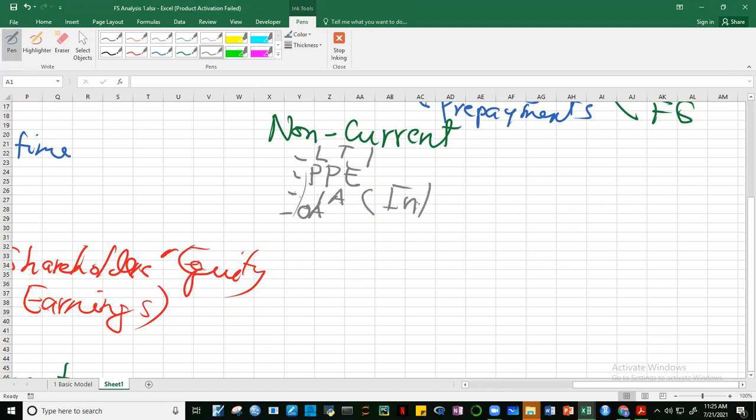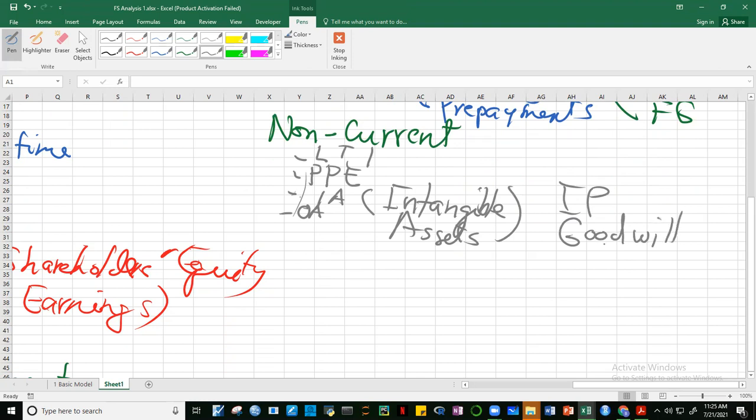Ano example ng intangible assets, guys? Yung nabanggit kanina, they are intangible, guys. Ibig sabihin, hindi mahahawakan, di ba? And they are example IP, intellectual property, ano pa? Goodwill, okay? Goodwill, ano pa? Copyrights, patents.